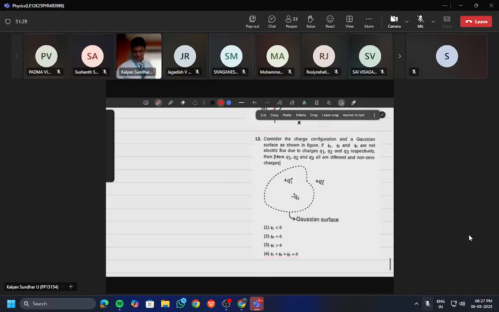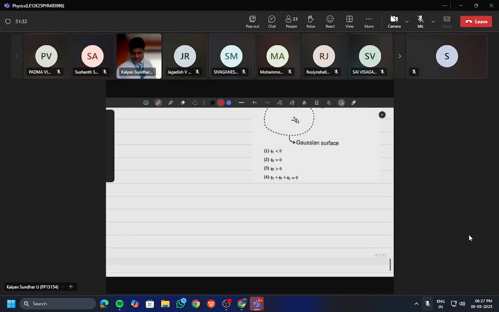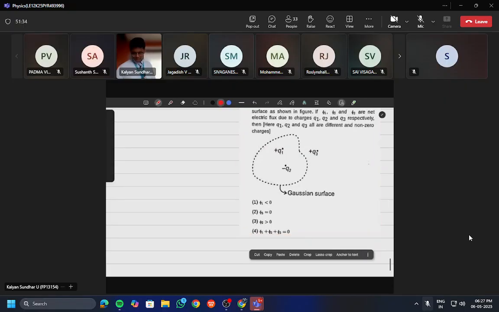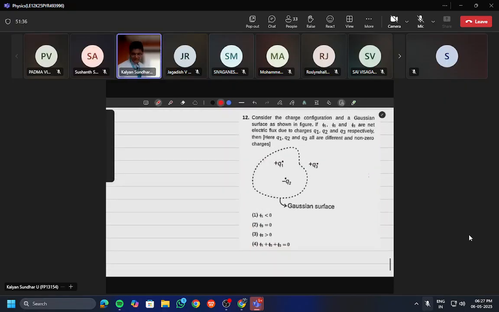Now this one. Consider a charge configuration and a Gaussian surface as shown in the figure. If phi1, phi2, phi3 are the net electric flux due to q1, q2, and q3, then find out which one will be true. Flux 1 will be less than 0, or flux 3 will be equal to 0, flux 2 will be greater than 0, or altogether it will be equal to 0. Let's check. Second option will be correct.